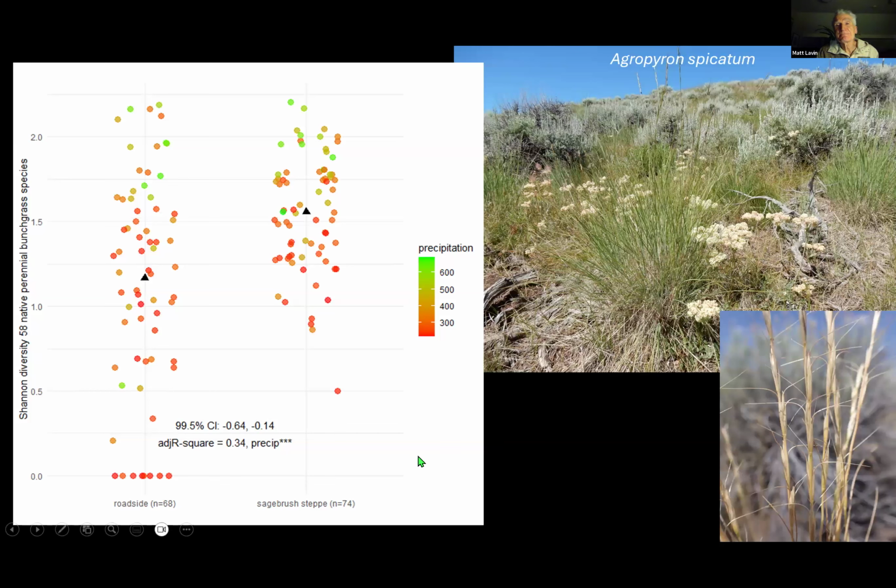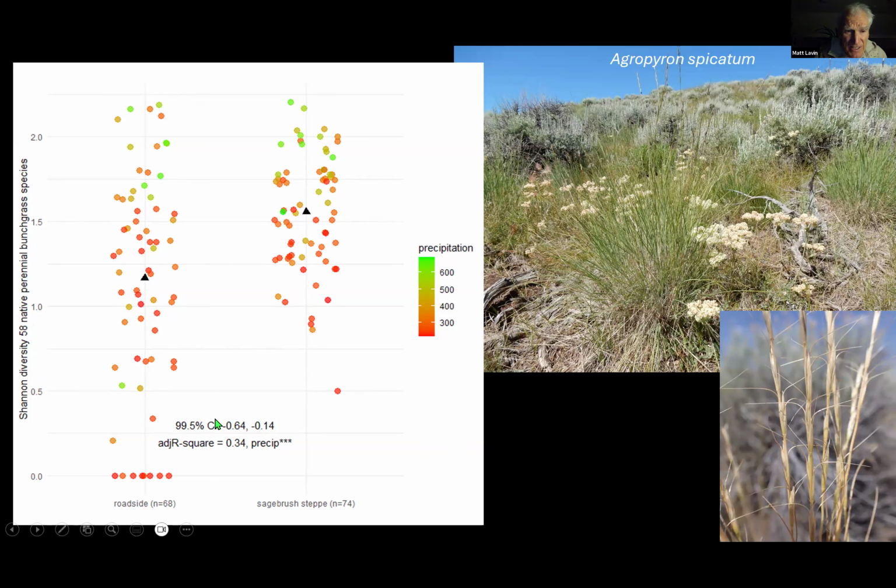So here are some results. I'll just illustrate a couple of these. On the y-axis here is Shannon diversity of the 58 native perennial bunch grasses. So this would be considered a functional group. In this case, the 95% confidence interval, both numbers are negative. So again, it doesn't encompass 0. That means this mean value in the roadside is significantly less than this mean value in the sagebrush steppe. So bunch grass diversity is higher in the sagebrush steppe.